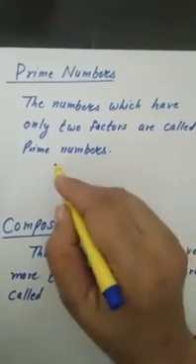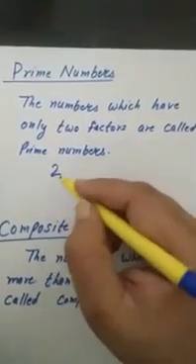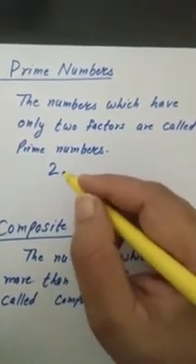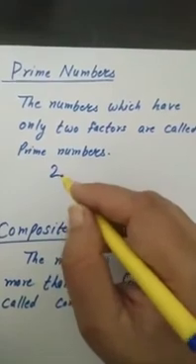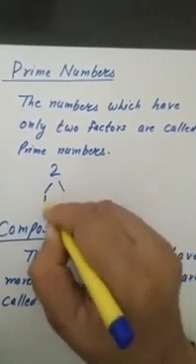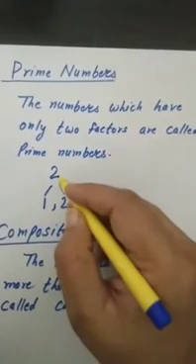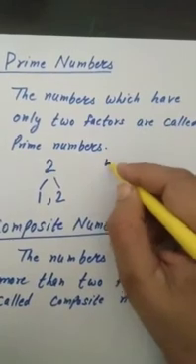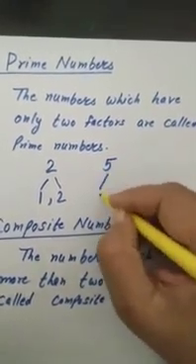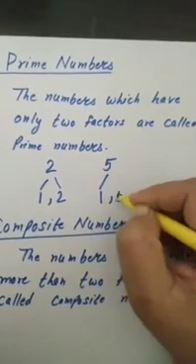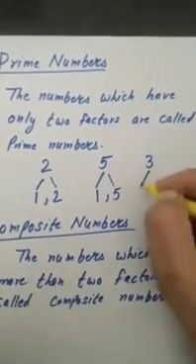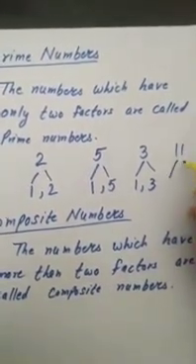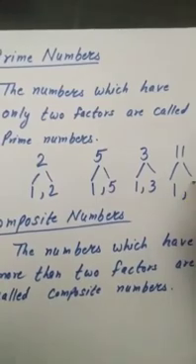How? Suppose 2. If I ask you to write the factors of 2, factors of 2 means the numbers on whose table 2 can come, then what will that be? 1 and 2. 2 can come only on the table of 1 or 2. Same as 5. 5 also comes on the table of 1 and 5 only. 3 also comes on the table of 1 and 3. 11 will also come on the table of 1 or 11.